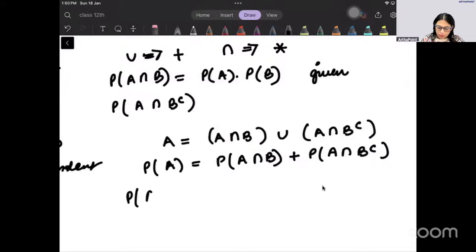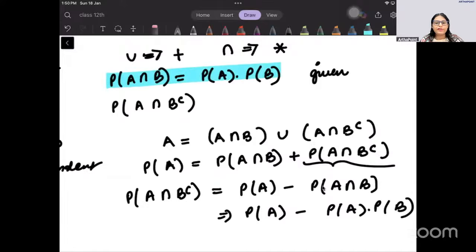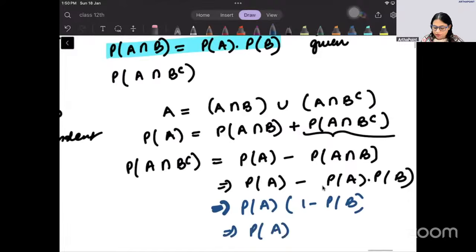Now I need to find probability of A intersection B complement. So it will become probability of A minus probability of A intersection B. And this will be probability of A minus probability of A into B, because it is given that these are independent events. This is given to me. Right? Now I can take probability of A common. So when I take probability of A common, I get 1 minus probability of B, and this becomes probability of A into probability of B complement. So this is the proof that these are independent.